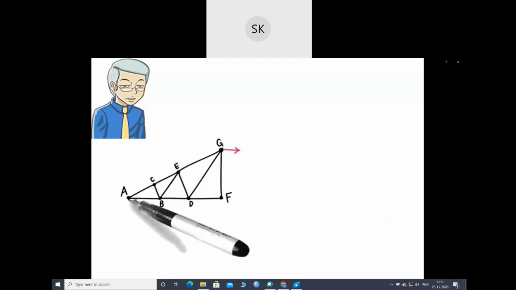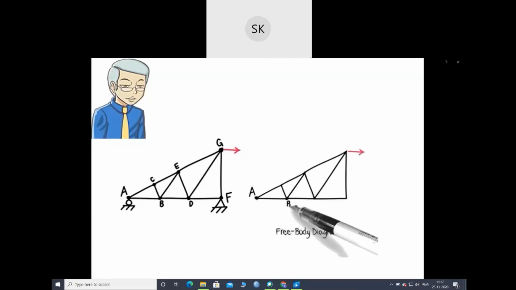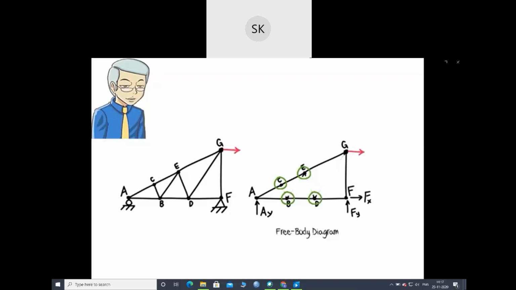Let's see another example. First, draw the free body diagram with all the supports and tensions. In this example, Rule 3 applies to joints C, B, E and D in that sequence. Therefore, BC, BE, DE and DG are zero force members.